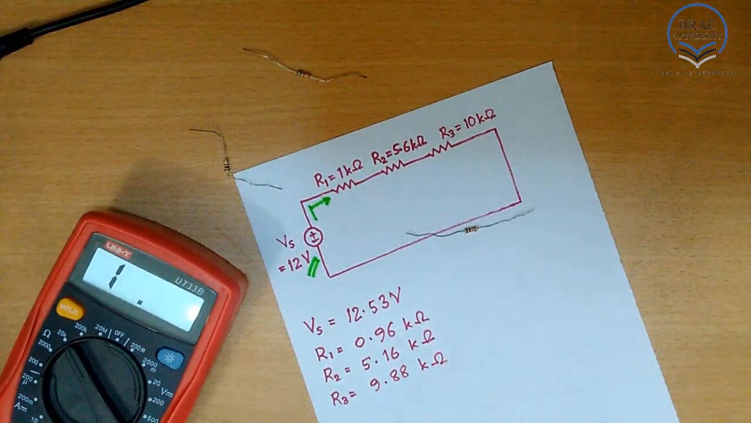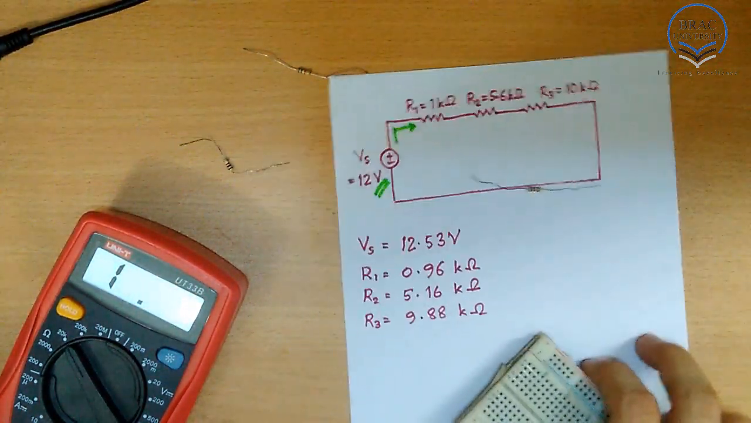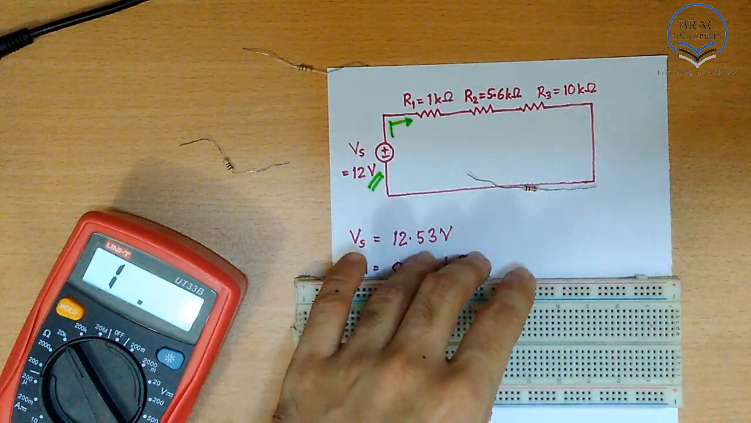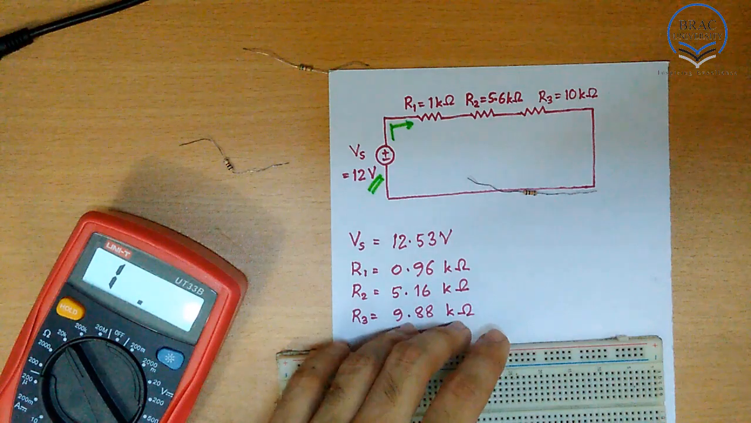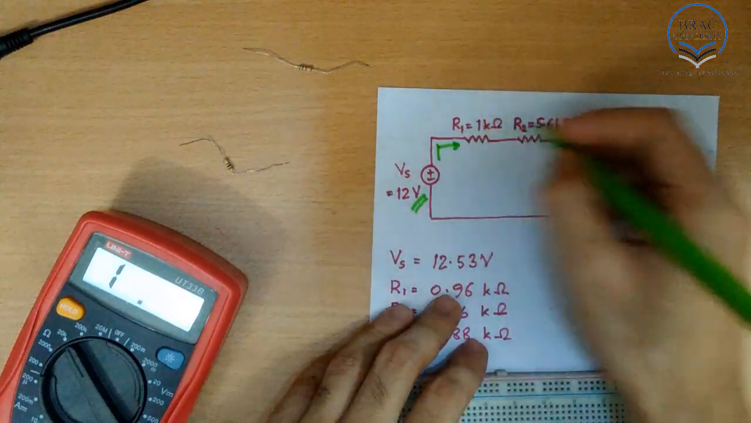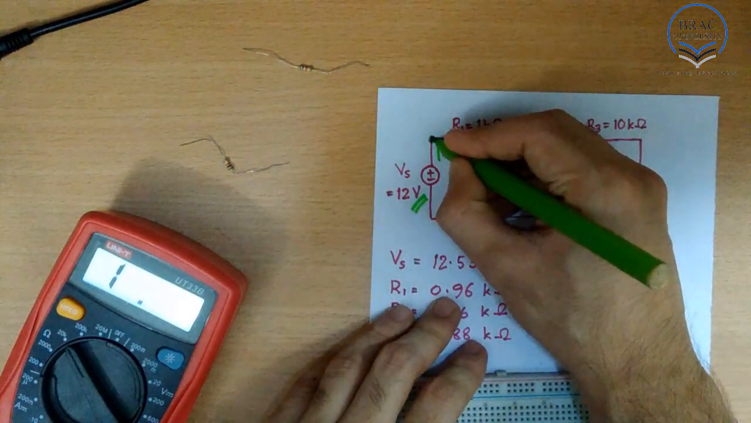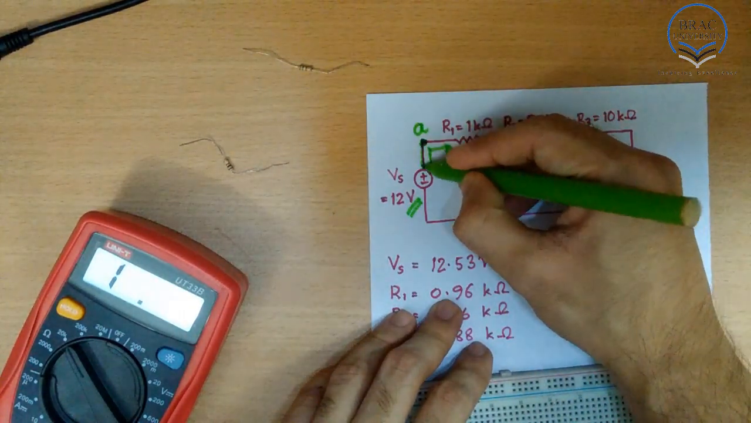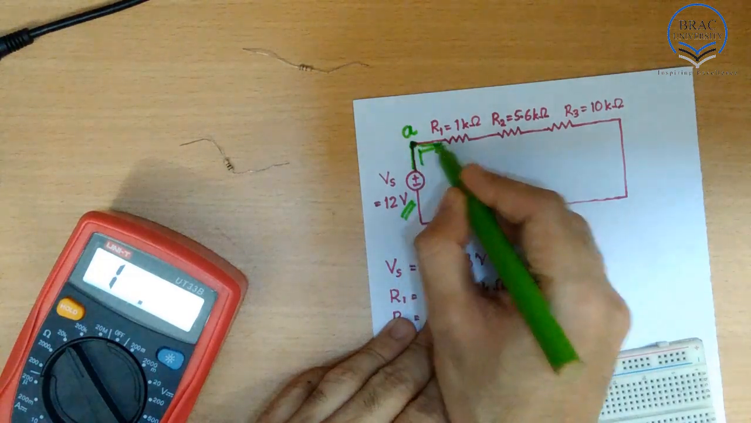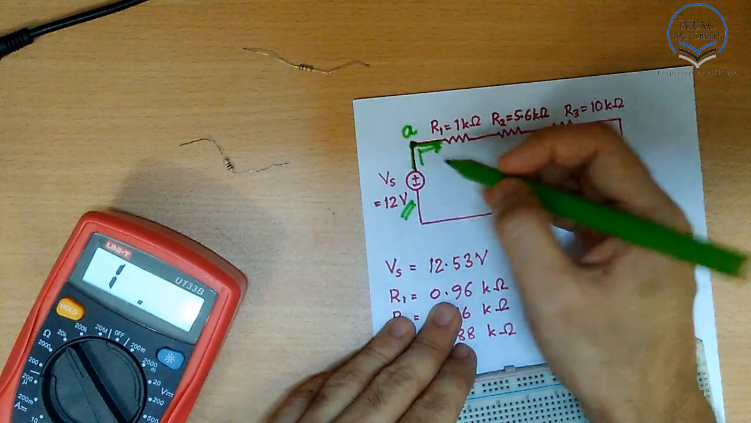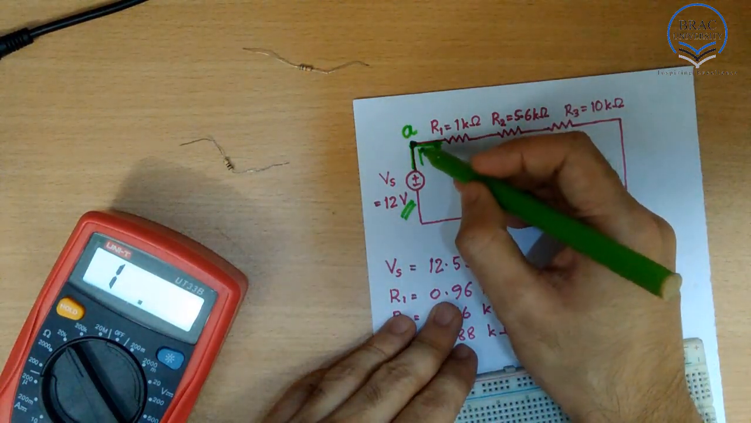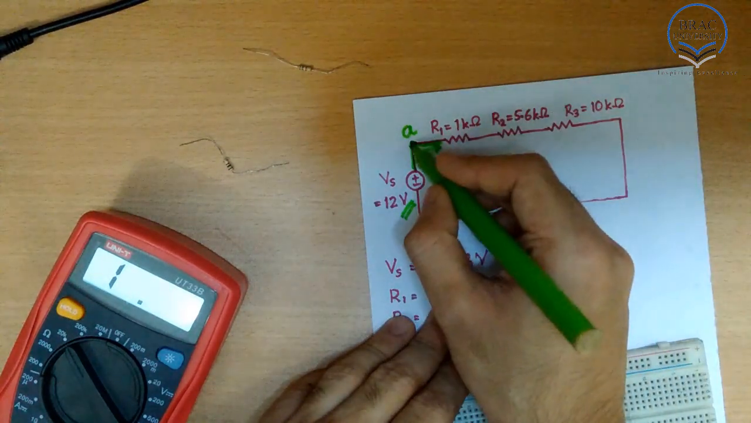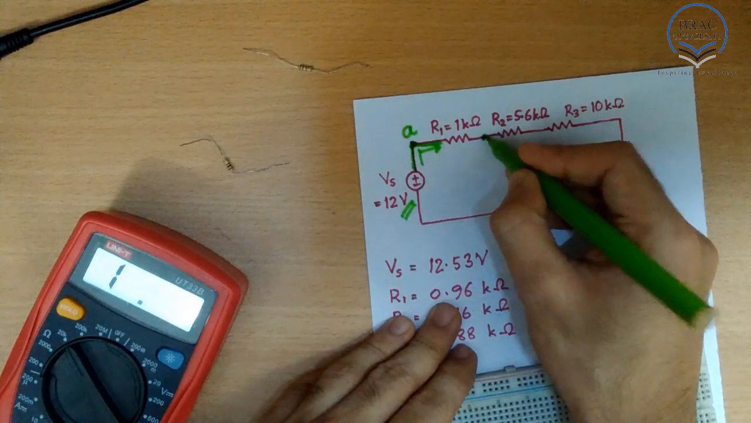Okay, so we are going to use our breadboard now. Here is our breadboard. Before constructing the circuit, we are going to mark some points here. Let's mark this point as A. So these whole lines are point A because there is no resistance here. These are just wires, and ideally a wire has no resistance. So let's mark this point as B.